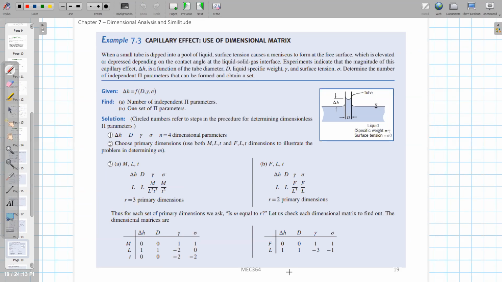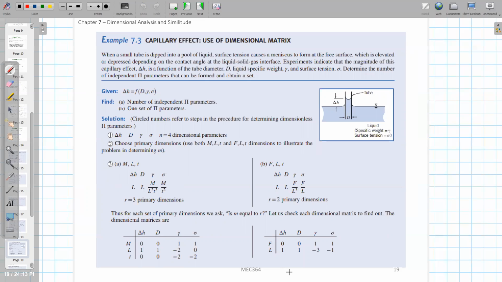Step 3, list the dimensions for all the parameters you have. Just list them there. And step 4, you choose the repeated parameters, right? Step 5, after you choose the repeated parameters, then the ones left will be the primary parameters.